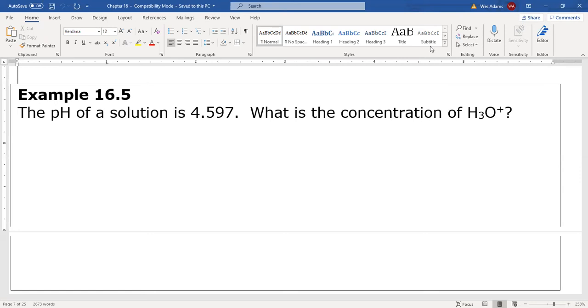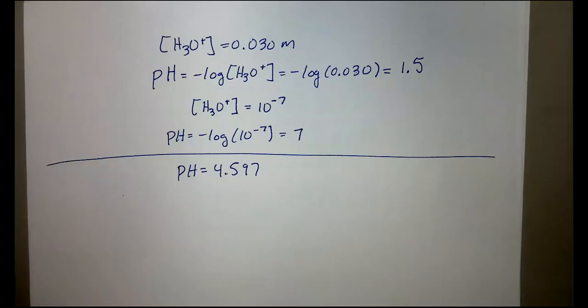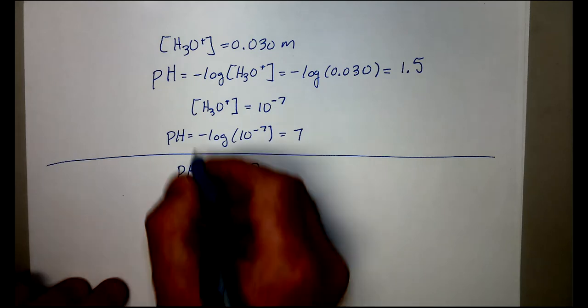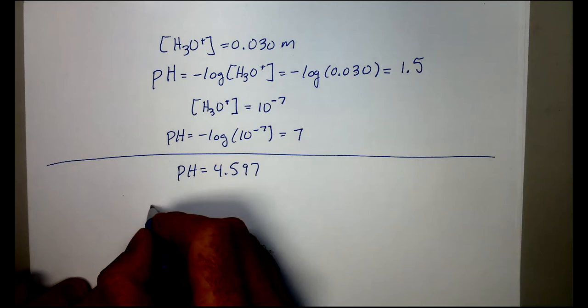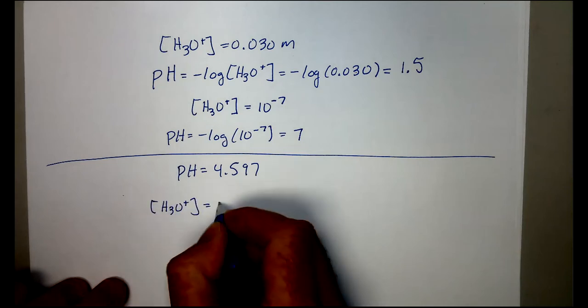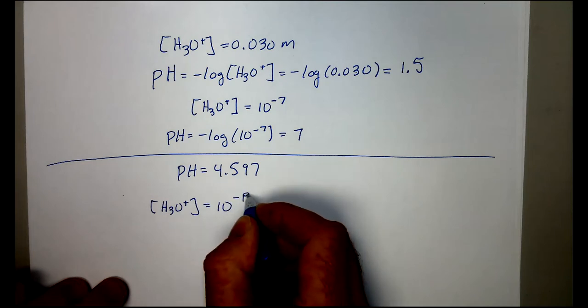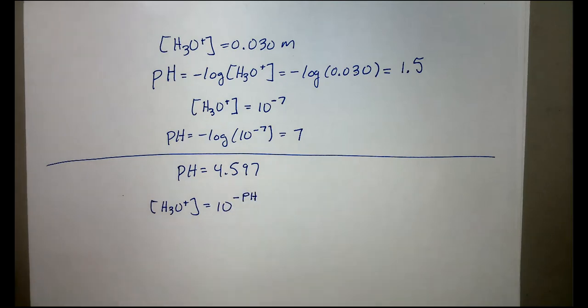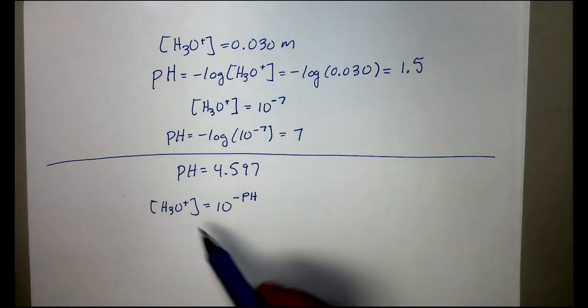All right, so let's look at another example. Let's say we got a pH now of 4.597, and we want to know the hydronium ion concentration. So essentially we're doing the reverse of what we were in the previous example. So if I do some inverse math on that, we find that the hydronium ion concentration is equal to 10 raised to the negative pH power.